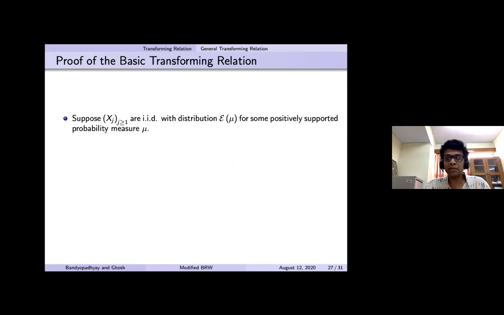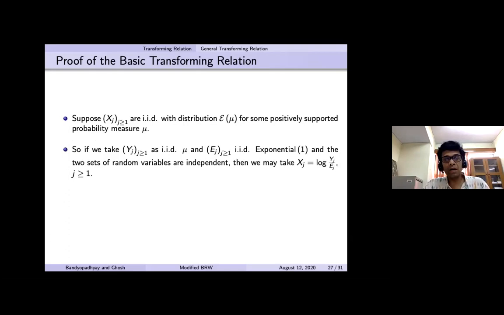So here is the proof for the basic transforming relation. This is a very simple proof. It's at the level of first-year, or maybe first-year second-semester, probability. Okay. So we have X_j's, which are i.i.d. with distribution E of mu, where mu is a positively supported measure. So how do we construct it? We construct them as the logarithm of Y_j by E_j, where the Y_j's are i.i.d. mu, the E_j's are i.i.d. exponential 1, and they are all independent. Okay. Everything is independent of everything.